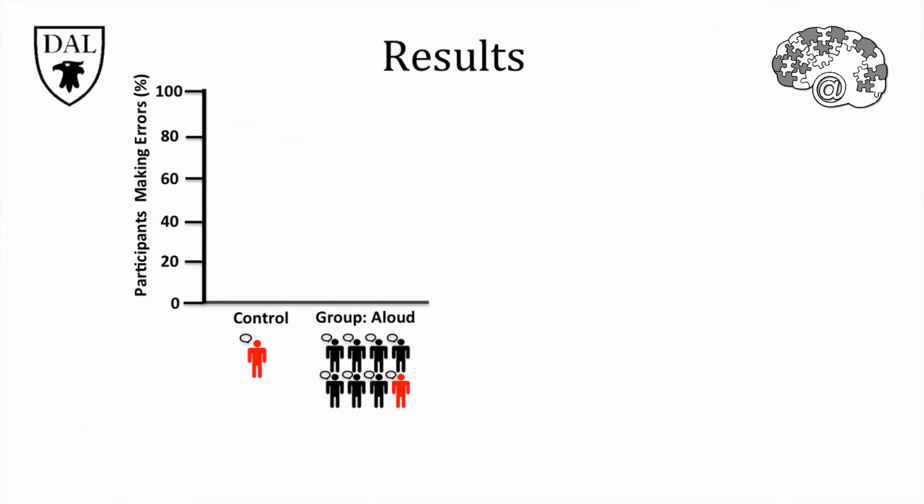Let's have a look at how the minority participants did compared to controls, who did the line length judgments alone. Only 5% made mistakes when doing the task on their own, while 76% made mistakes at least once when they did this task out loud with a group.